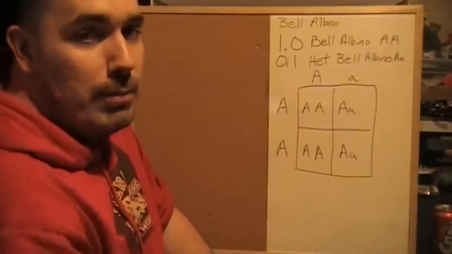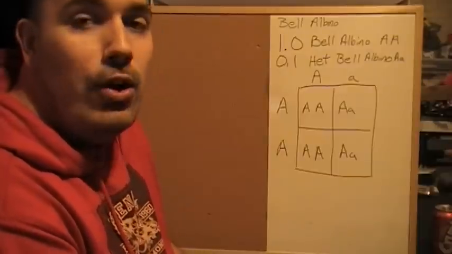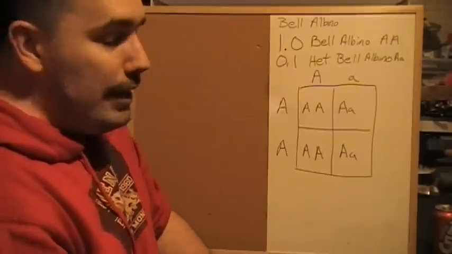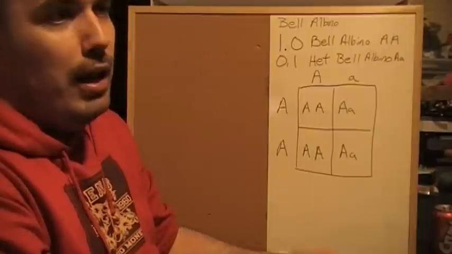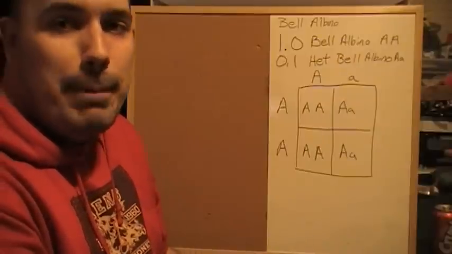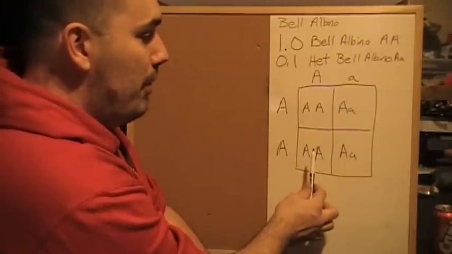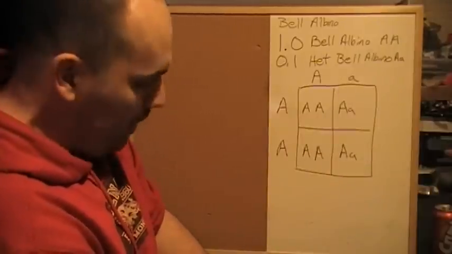50% of the babies should be bell albino. 50% of the babies should be normal looking that are het bell albino. It's that simple. It really is. Now it does get more complicated when we start adding more genes in, like snow bell and all the other stuff, but you got to get the basics down first. 50% of these babies should be bell, 50% should be het.